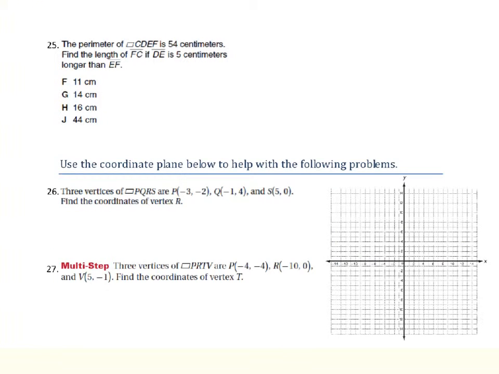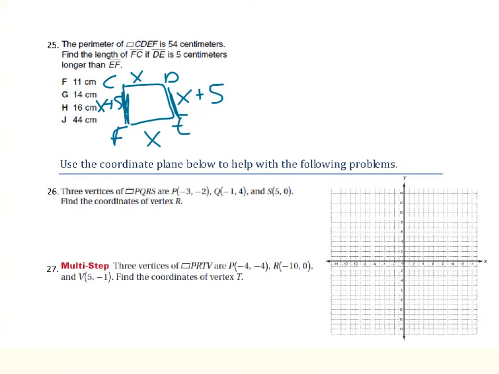Okay, the perimeter of parallelogram CDEF is 54 centimeters. So let me draw a picture. CDEF. It's not to scale. Find the length of FC if DE is 5 centimeters longer than EF. Well, if I make EF x, then this would be 5 centimeters longer, so it would be x plus 5, which makes FC x plus 5. And it makes CD x because opposite sides are congruent.